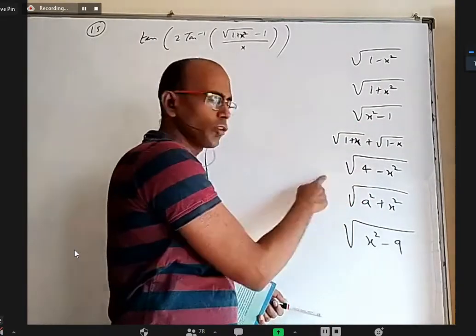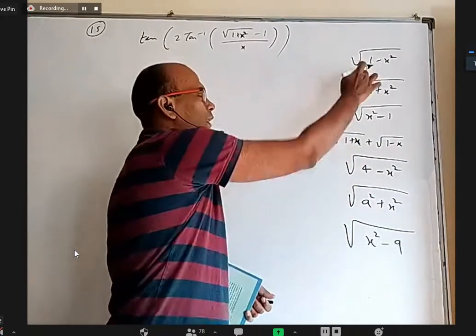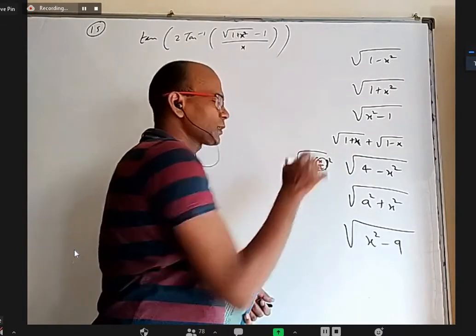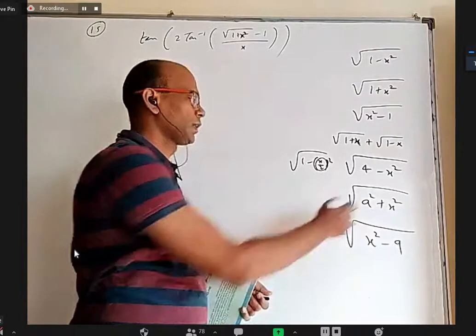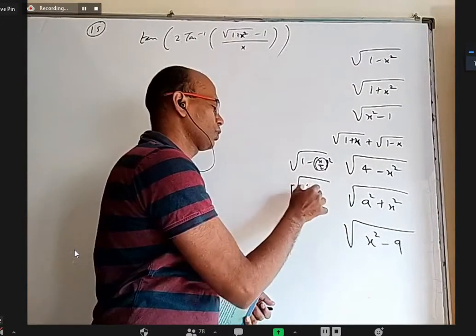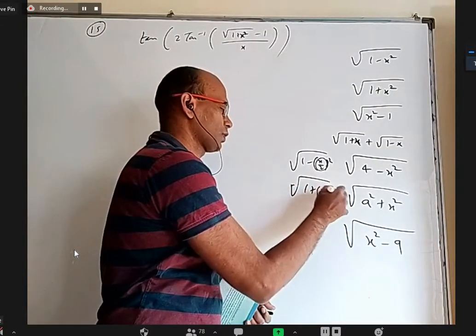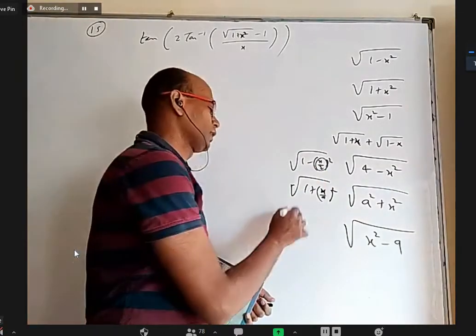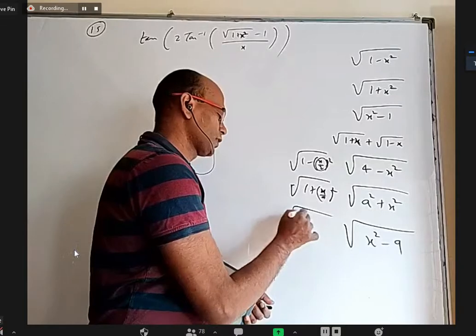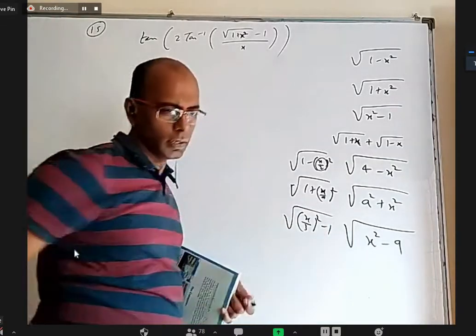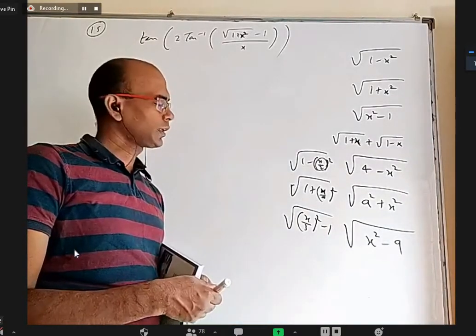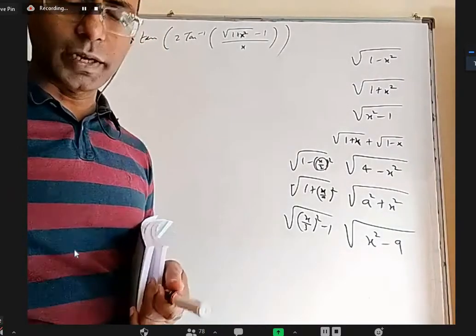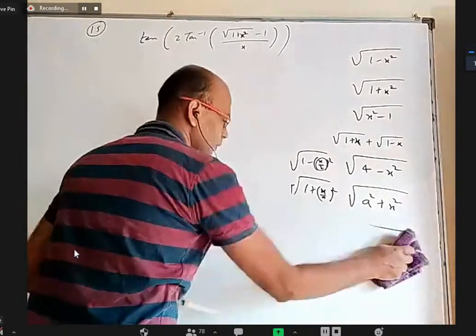In fact, if you take 4 common, it will become like this only, but you will get 1 minus x by 2 whole square. So x by 2 should be sin theta or cos theta. When you take a square common, it will come root over 1 plus x by a whole square. Then x by a should be either tan theta or cot theta. If I take 9 common, you will get x by 3 whole square minus 1. X by 3 can be either secant theta or cosecant theta. Okay. These are some general ideas to simplify.